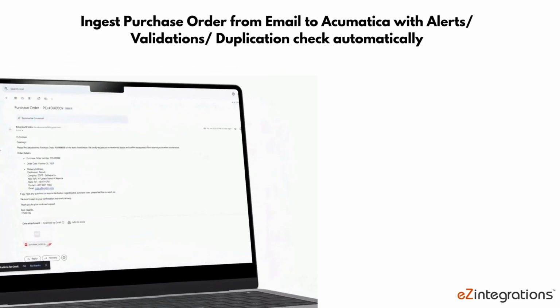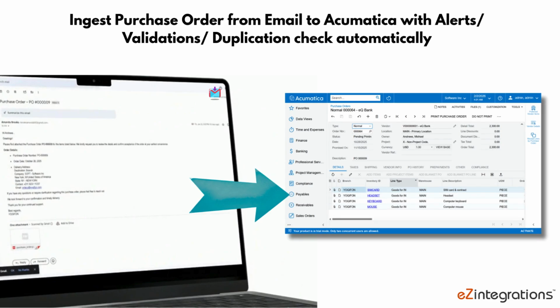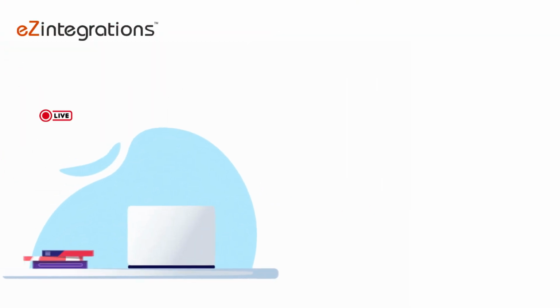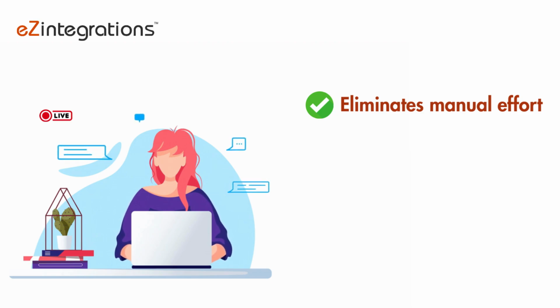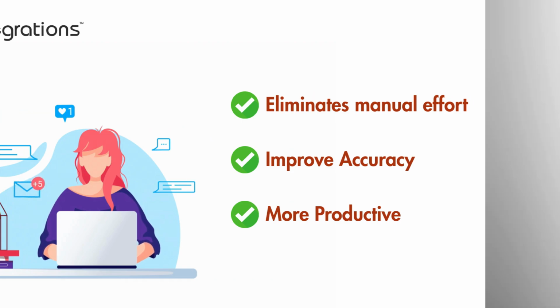In this video, we will show you how email to Acumatica purchase order automation powered by AI helps enterprises transform procurement. Through a live demo, you will see how our workflow operates and how it eliminates manual purchase order processing, improves accuracy, and scales effortlessly across the organization.